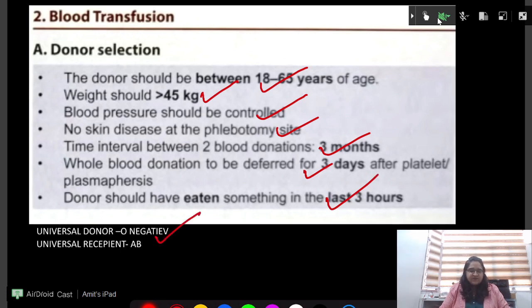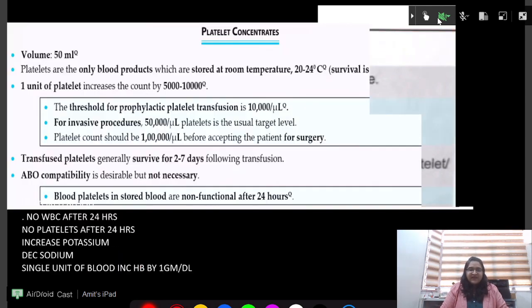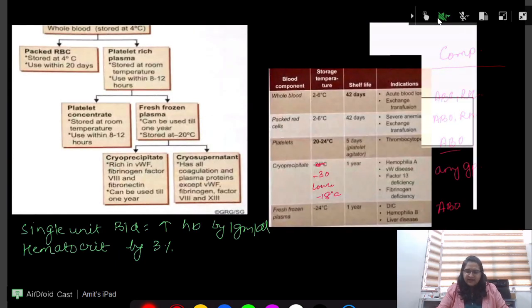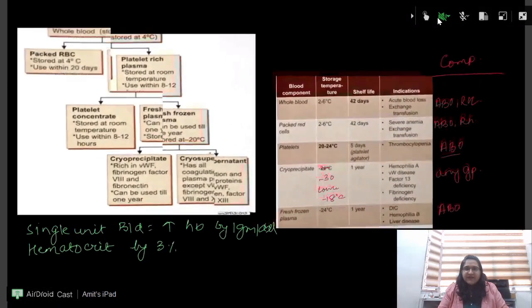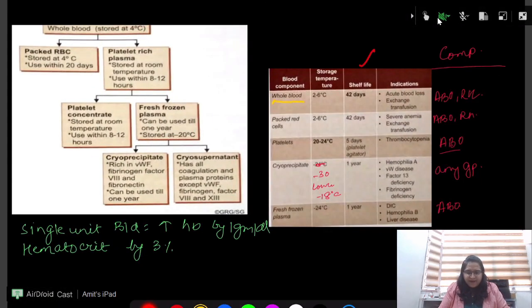Who is the universal donor? O negative. Who is the universal recipient? AB blood group. Okay, next, first let us come to this chart, everyone. Now seeing this, whole blood is stored at 2 to 6 or 2 to 8 degrees C, and its shelf life is 42 days. It is used for acute blood loss or exchange transfusion.